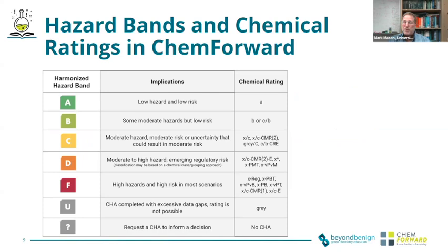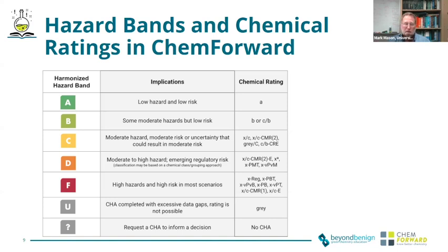If you've looked through the material, the hazard band rating is shown here, and Gabby will give more information. But on the left, you see it goes from A to question mark. Chemicals that are given an A or B hazard band rating are safer chemicals for use. Those that are rated as C are usable, right? But you can always look for something better. D and F should be avoided.